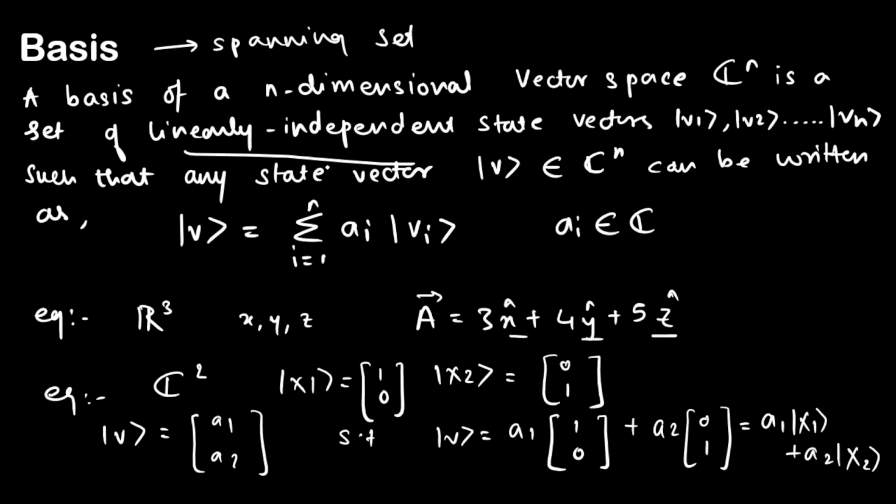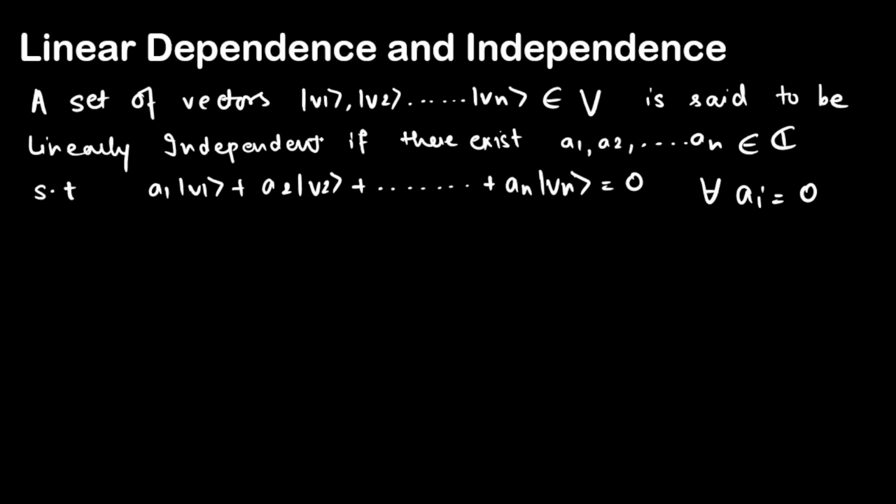Now let's see what linearly independent and linearly dependent vectors are. A set of vectors v1, v2 to vn belonging to a vector space V is said to be linearly independent if the equation a1 v1 plus a2 v2 till an vn is equal to 0 holds only for all ai equal to 0, and if any one of these ai is not equal to 0 for this form, then the set of vectors is linearly dependent.